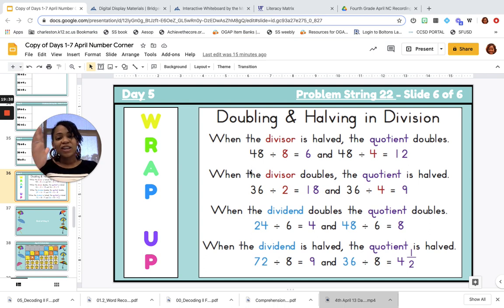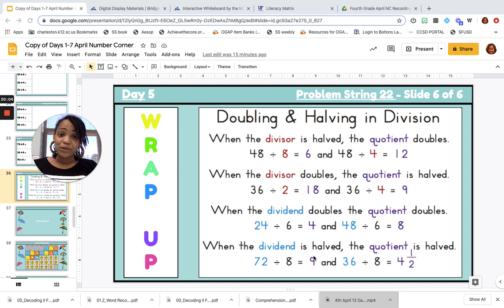So as long as your dividend, your first number, the total that you're dividing, is staying the same, but you're changing that second number, whether you're doubling it or halving it, then the answer is going to be the opposite of what you did. But if your first number is the one that's changing by double or half, then that means your answer is going to do exactly what the dividend did. So I know that was a lot for today.